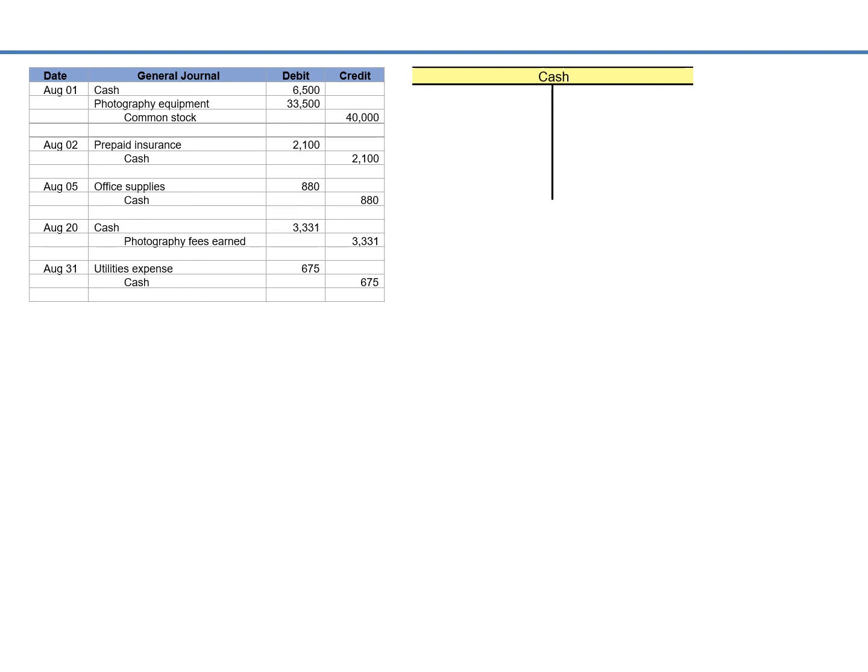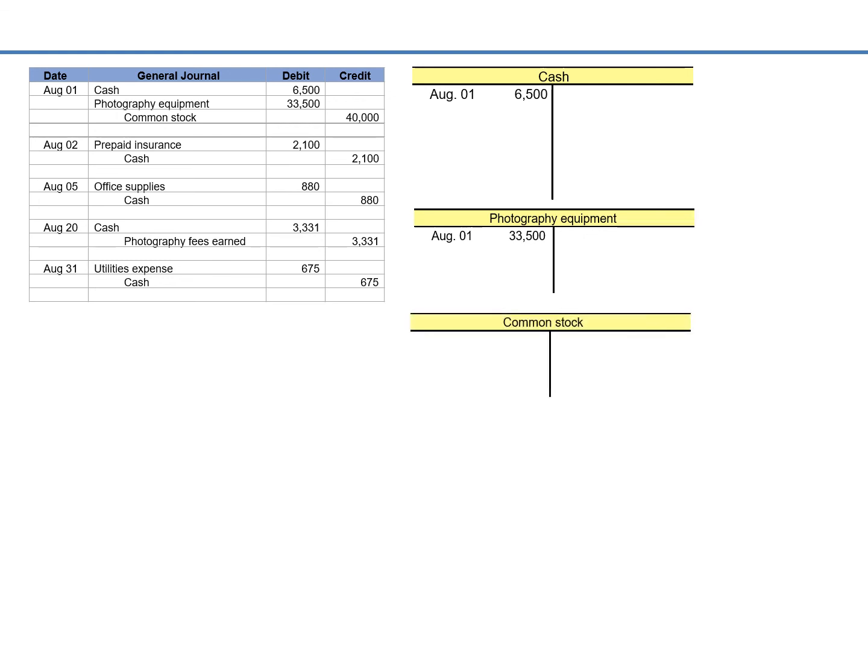So our first entry, we're going to take our August 1st cash and post it to the left side of our T account. And then we have photography equipment for $33,500. That's also a debit, belongs to the left side of our T account. Then we have common stock. Common stock is a credit. That gets posted to the right side.